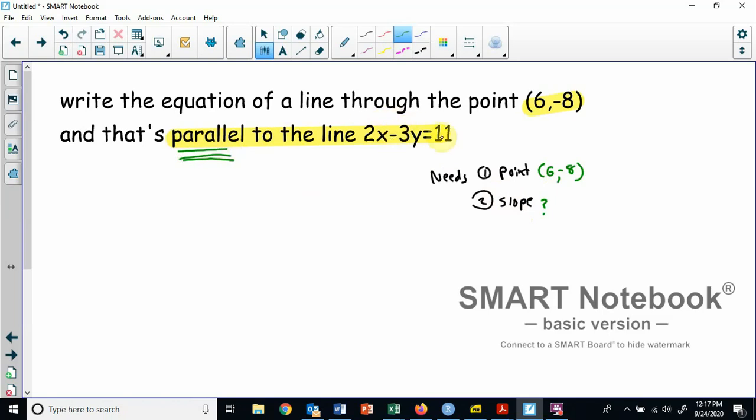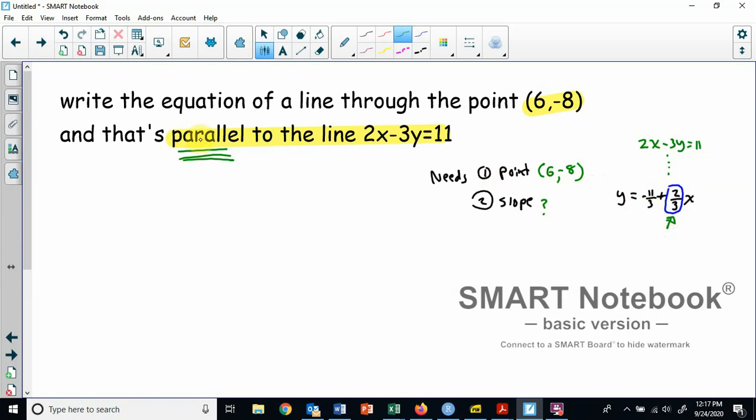Now, we would do the same thing. We would take 2x minus 3y equals 11. I need to find its slope to use it. And we actually know once we solve for y, because we did this on the last slide. This is just from the last slide. The slope of this thing's 2/3.